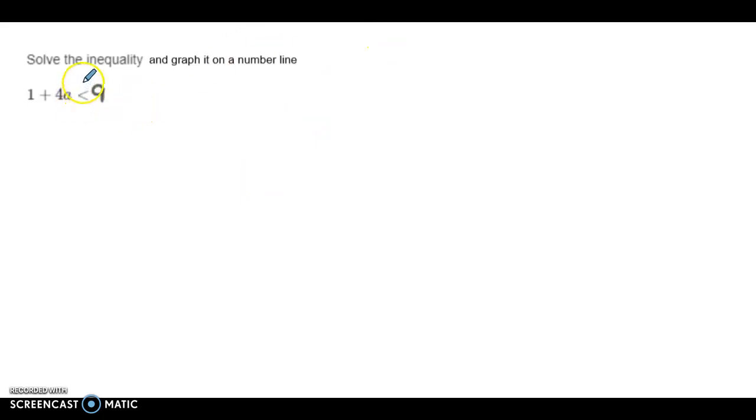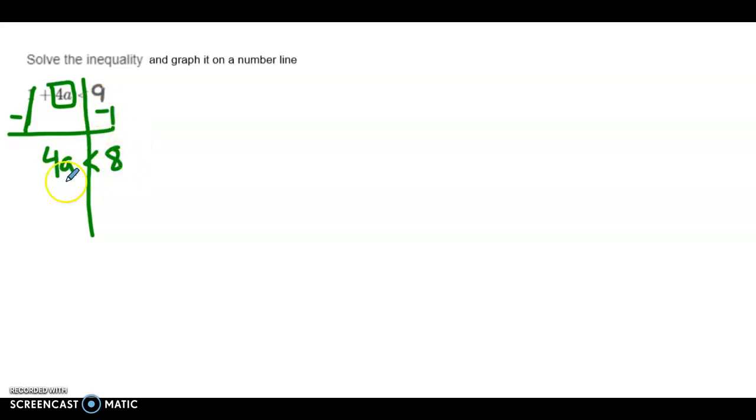All right, so if I solve this equation, I'm going to draw my line down the inequality sign, box off my letter. I'm going to get rid of the 1 first. 9 minus 1 is 8. And then I'm going to get rid of the 4, so I'm going to divide each side by 4. And since I divided by a positive, I do not have to flip the inequality. And in this case, it's already in the right order. I have my letter first, so I don't have to do anything.